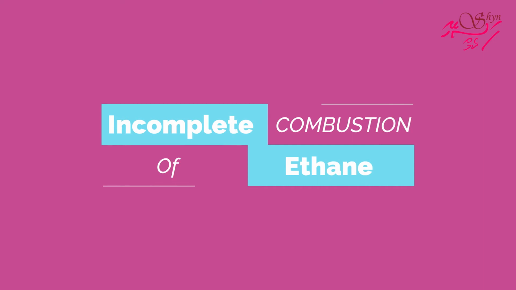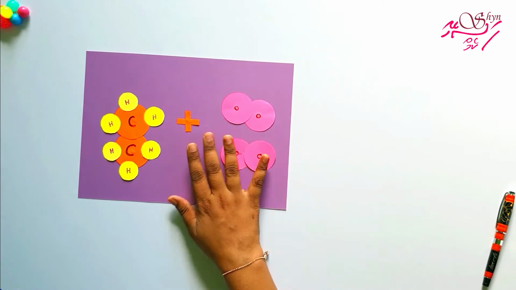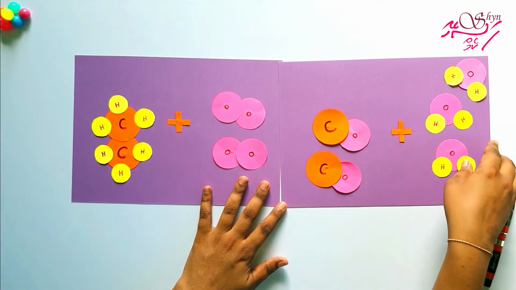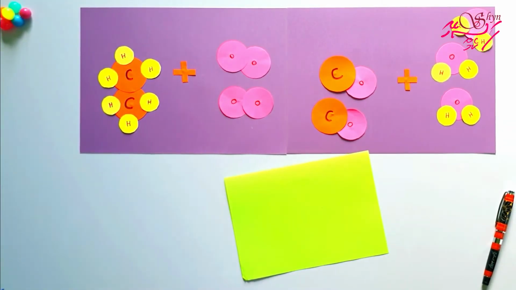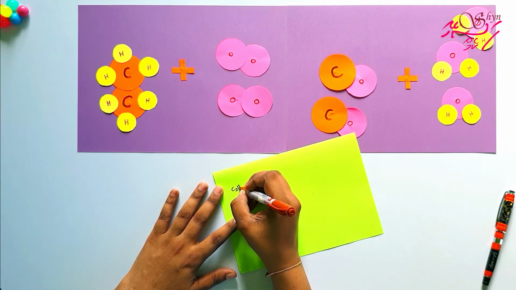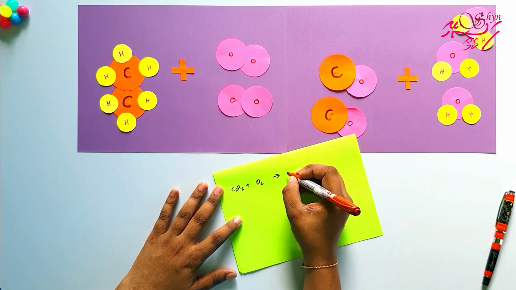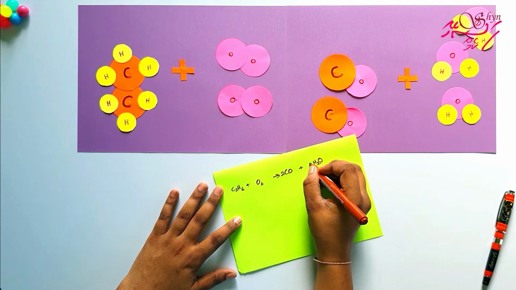Now, let's look at incomplete combustion of ethane. Ethane, when reacted with limited supply of oxygen, produces carbon monoxide and water. Now, let's write down this equation. So, C2H6 plus O2 gives CO plus H2O.